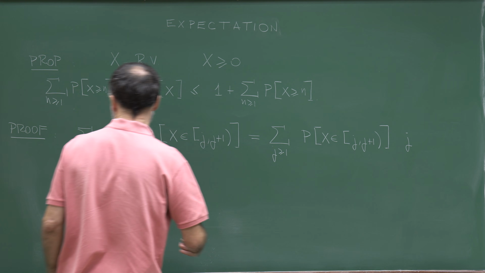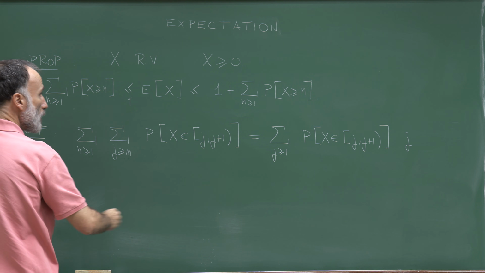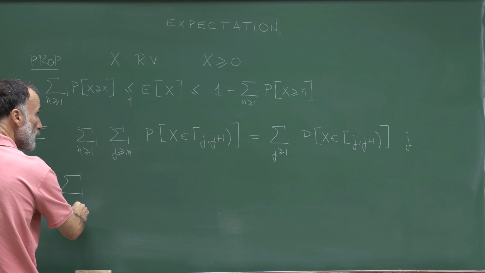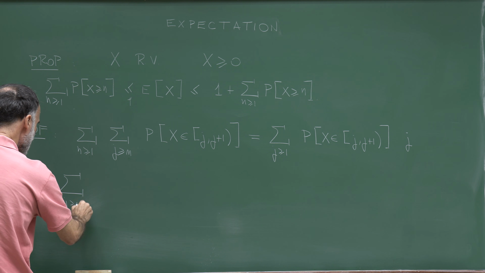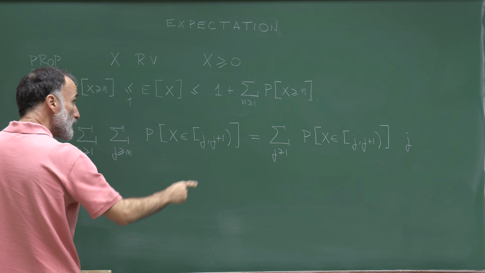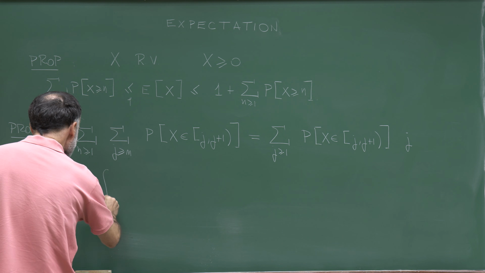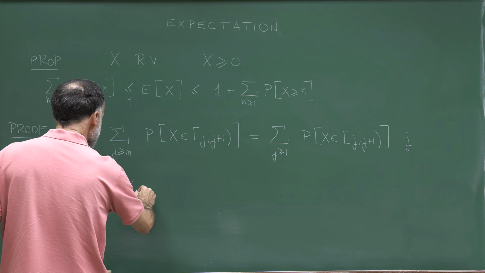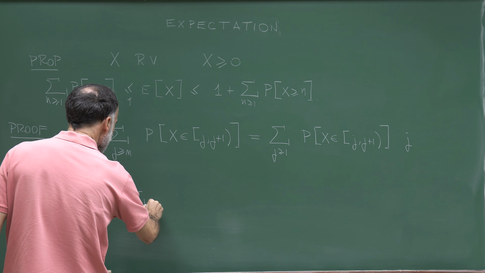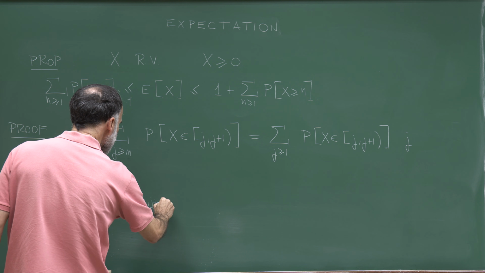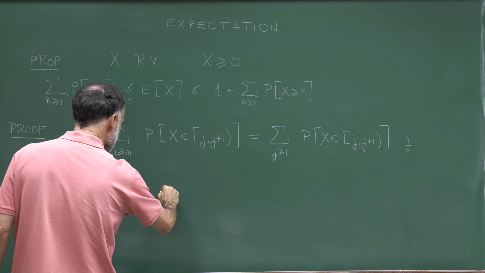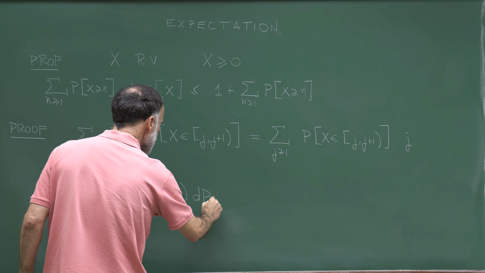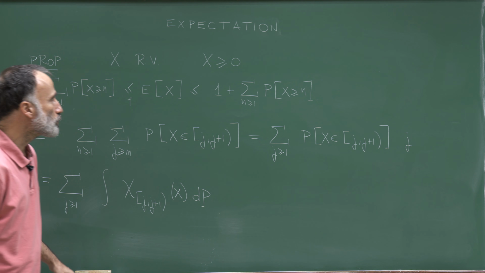Now let us rewrite this probability as an integral. So I have a sum for j larger than 1, and here, instead of writing this probability, I will write it in the following way. This is the probability that x belongs to the interval, dp. So what do I mean here?